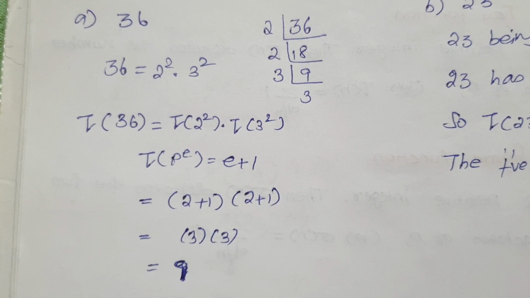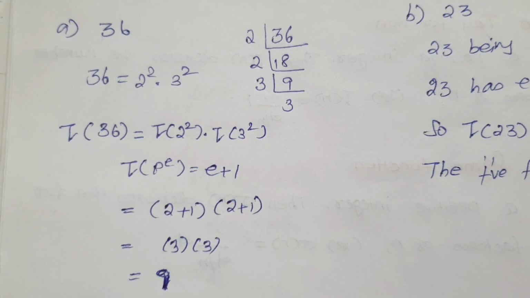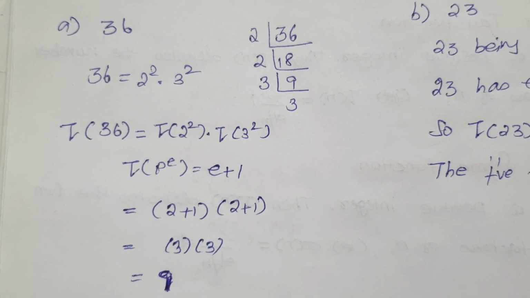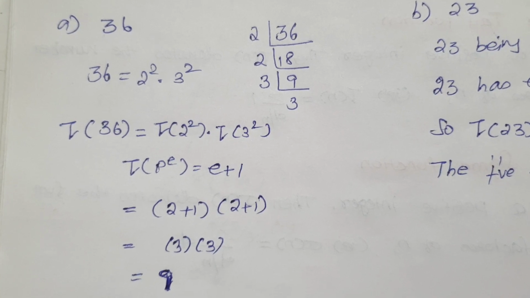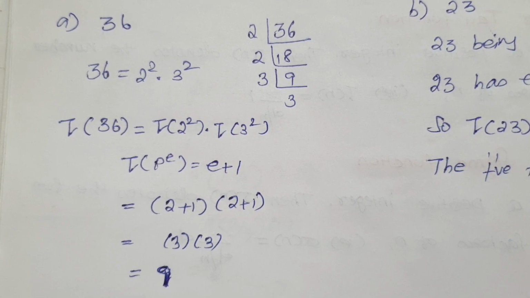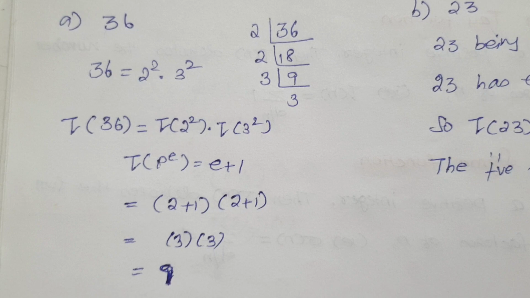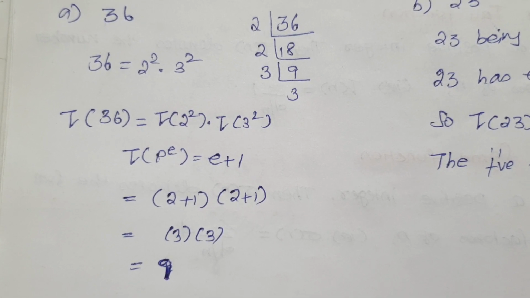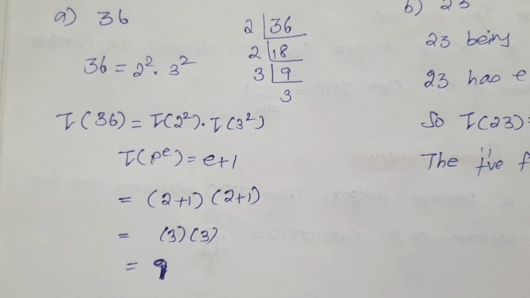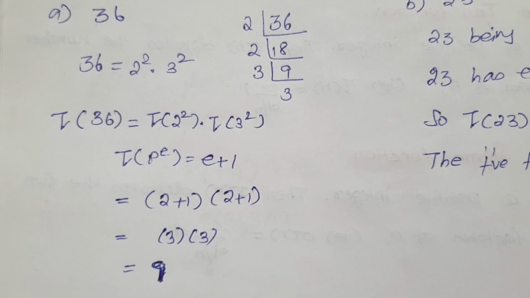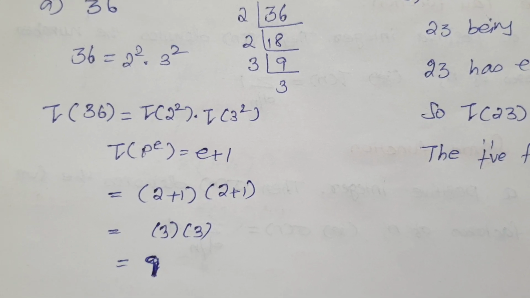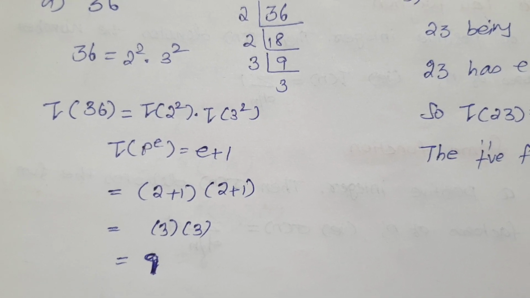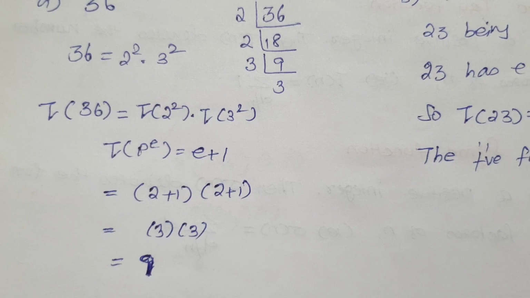Now apply the tau function on both sides. You will get tau of 36 as tau of 2 squared into tau of 3 squared. We know the formula of tau of p power e is equal to e plus 1. Therefore, in tau of 2 squared, the power is equal to 2, and in tau of 3 squared also the power is equal to 2. Therefore, (2 plus 1) into (2 plus 1) gives 3 into 3. Therefore, tau of 36 is equal to 9.